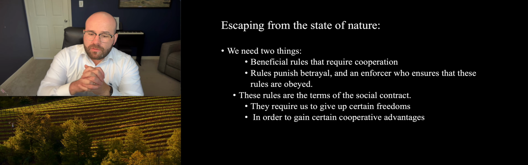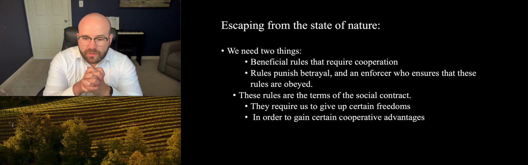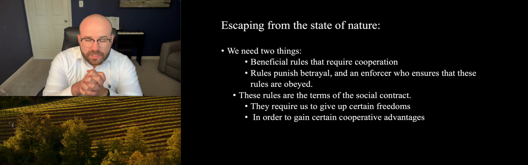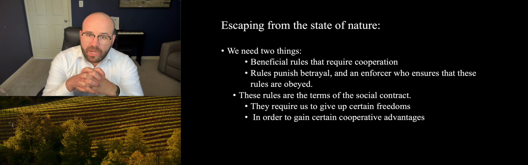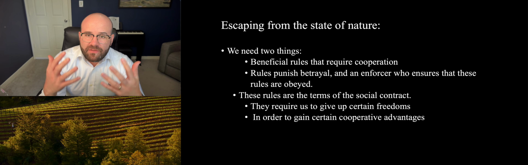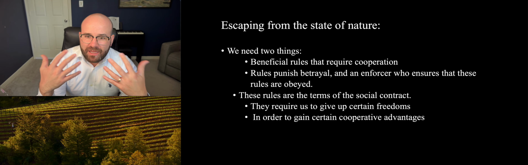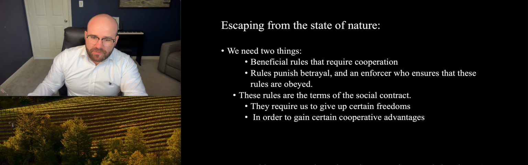All right, and they will require us to give up certain freedoms in order to gain certain cooperative advantages, right? So you don't get to just take away my stuff, right? Like that's a way of restricting your freedom. You don't get to come into my house and take my stuff or touch my things. But the cooperative advantage is that nobody gets to touch your stuff too, right? So overall, it's a mutually advantageous exchange. Even though we are restricting our freedoms, I don't get to hit you, you don't get to hit me, and we're all happy, right?